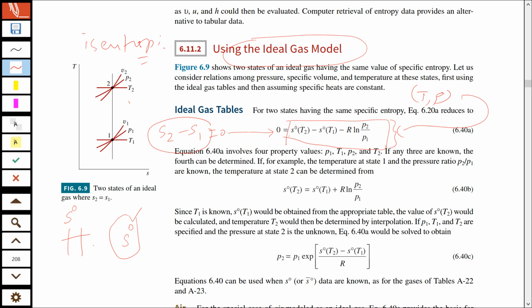So you can simplify the entropy rate balance for isentropic processes. I think this doesn't need to be discussed in detail, and maybe I will provide these equations anyway. So you should keep these diagrams in mind.